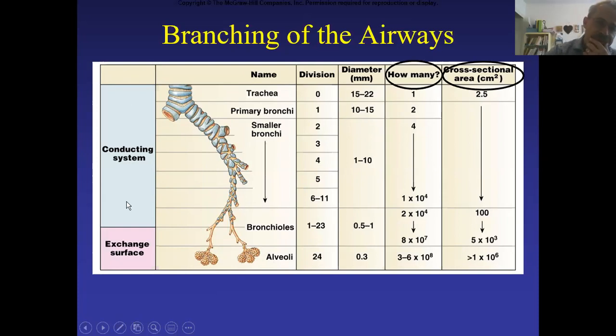Notice also on this side, I speak about what's called the conducting zone.